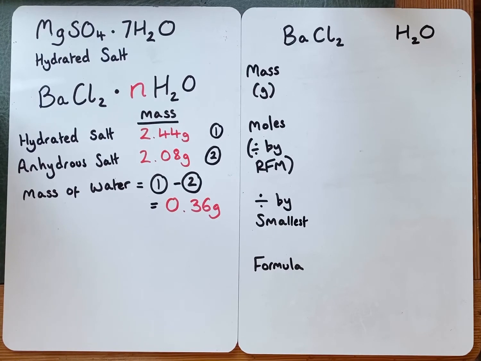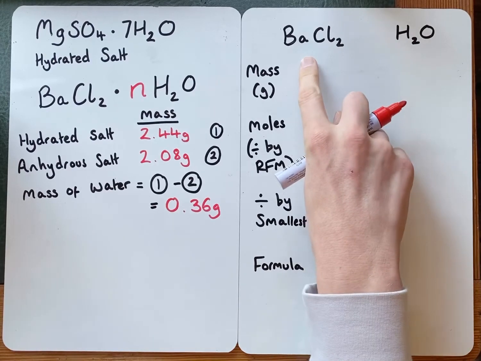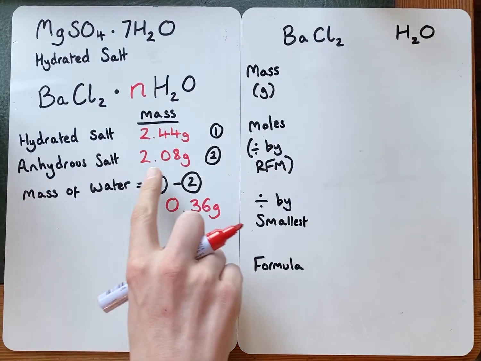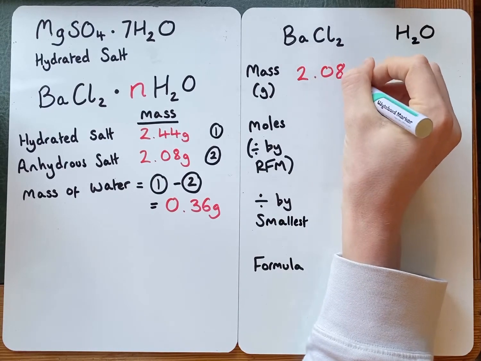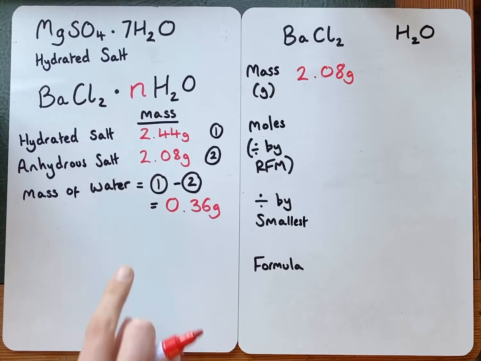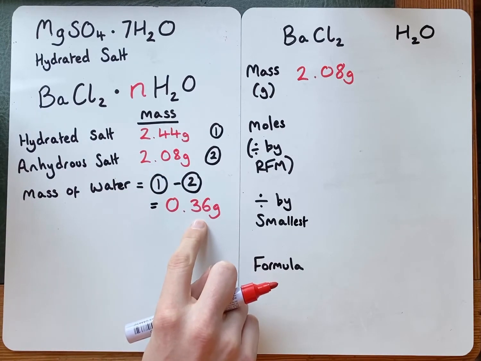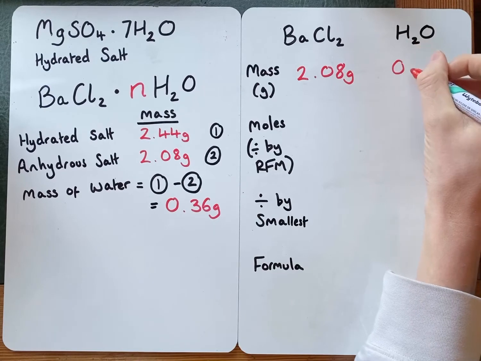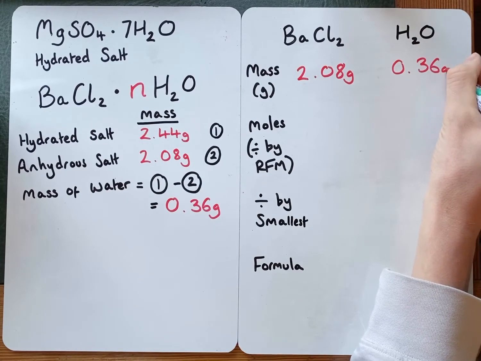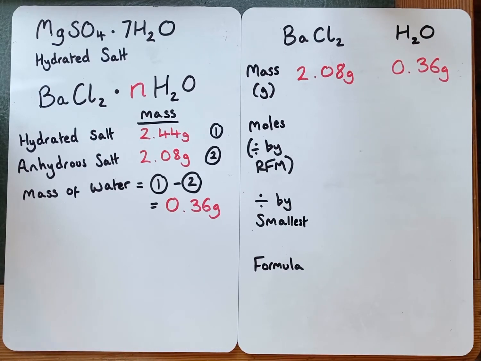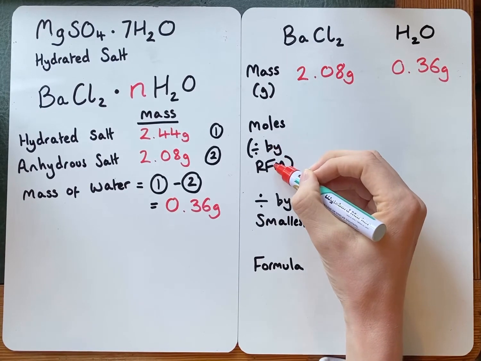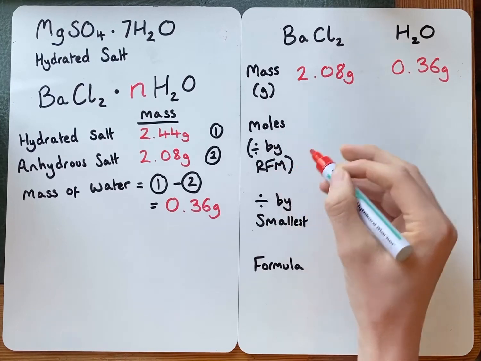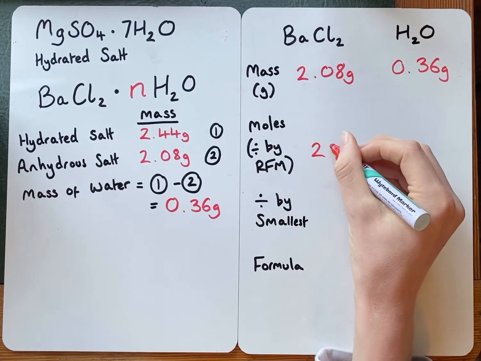We now do a very similar calculation to the one that we did for empirical formula. We have the mass of the barium chloride, that's our anhydrous salt, which is 2.08 grams. We know how much water there must have been per that amount of salt because that was the amount of water that evaporated. So that's 0.36 grams. There are our two masses, and we do the process as normal. So we need to find out the moles by dividing by the RFM, the relative formula mass. For barium chloride, that's 208.